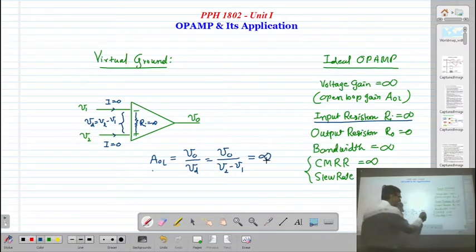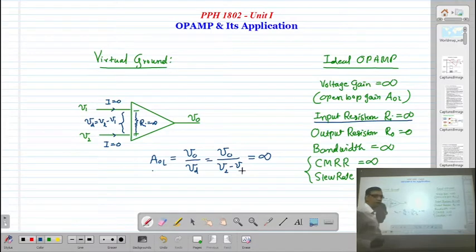Now, when this is infinite, either your output voltage is infinite or V2 minus V1 is zero.